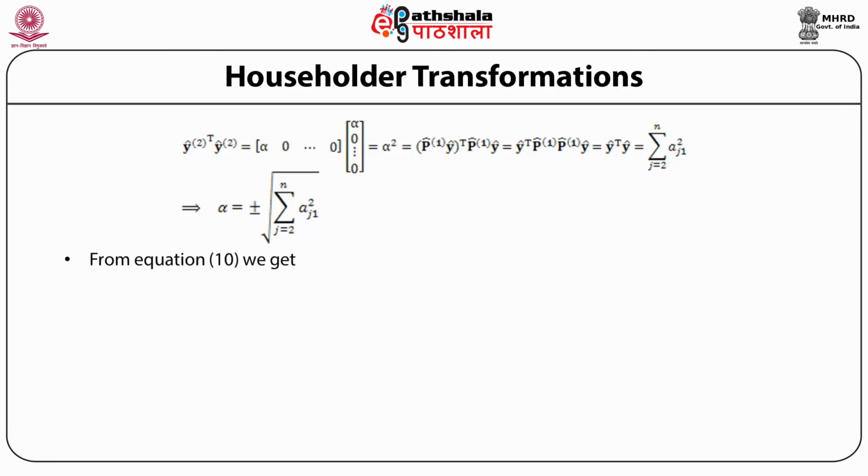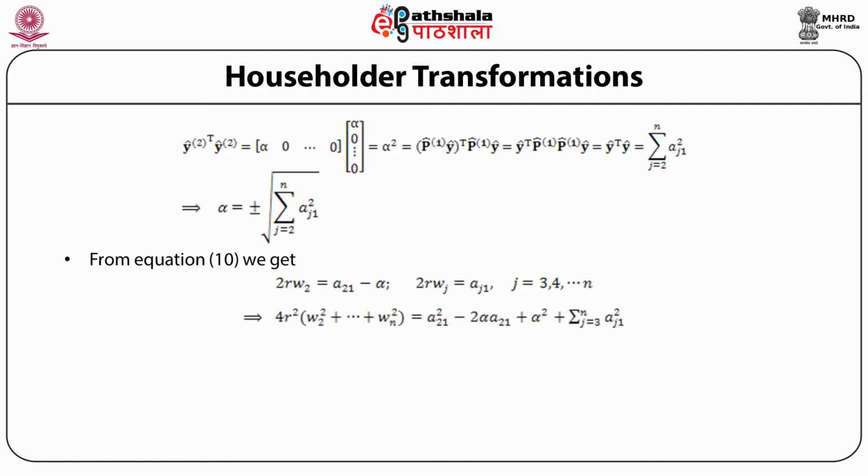So now from equation number 10 we get 2rw2 equals a21 minus alpha, 2rwj equals aj1, where j takes values from 3 to n, and 4r square into w2 square up to wn square equals a21 square minus 2 alpha into a21 plus alpha square plus summation j equals 3 to n aj1 square, which is further equals summation j equals 2 to n aj1 square minus 2 alpha into a21 plus alpha square equals 2 alpha square minus 2 alpha a21.